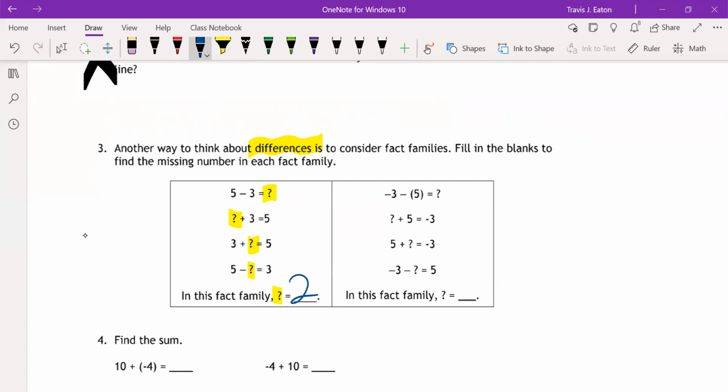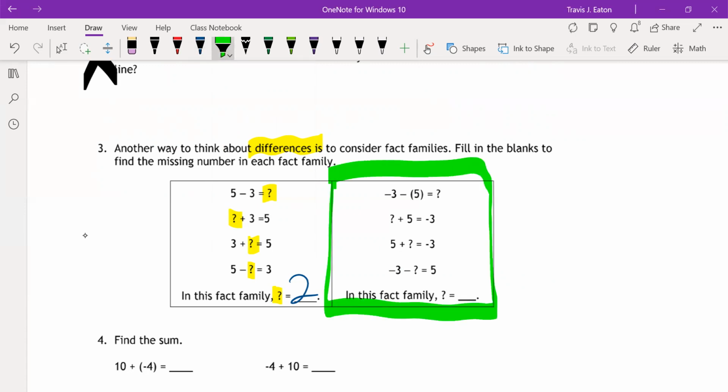So that works. But what about when we take a look at this box of fact families? -3 minus 5 equals what? What plus 5 equals -3? 5 plus what equals -3? And -3 minus what equals -5? Well, this is all very interesting. But let's take a look at this very first one here. -3 minus 5 equals what?